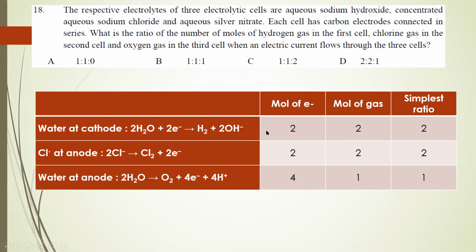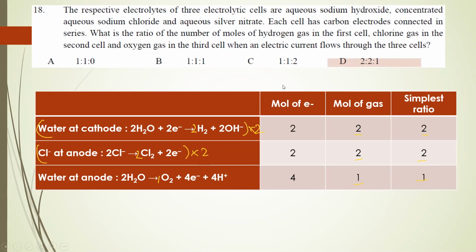So you need to make the number of electrons the same. Eventually you notice that you need to multiply the first equation by 2, and the second also by 2, so that the number of electrons will be the same. So the stoichiometric ratio of the gases becomes 2 to 2 to 1. The simplest ratio therefore is 2 to 2 to 1, so that is how you answer question number 18.